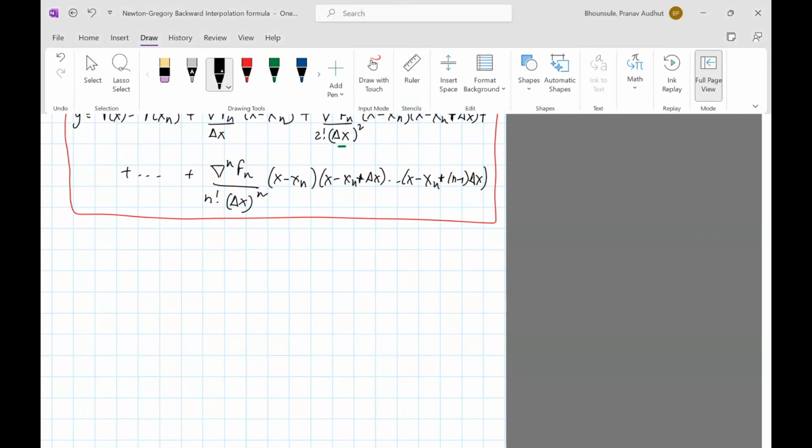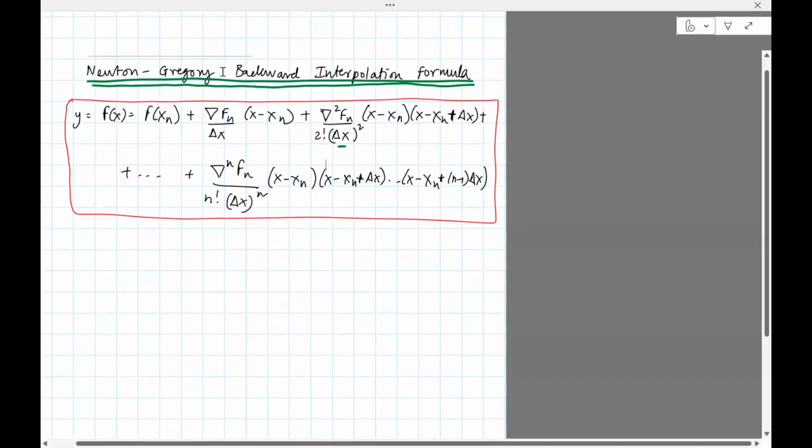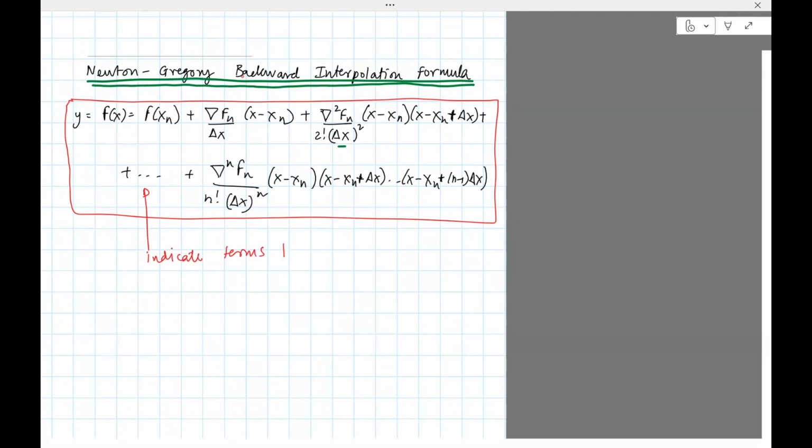Okay, let's do a problem, and I promise you it's much simpler than what it looks like. It's not that hard to do this calculation. We'll not even look at that formula. We'll get it without looking at the formula. Are those two dots? Yes, the dots indicate terms from 3 to n minus 1 because the nth term is here.